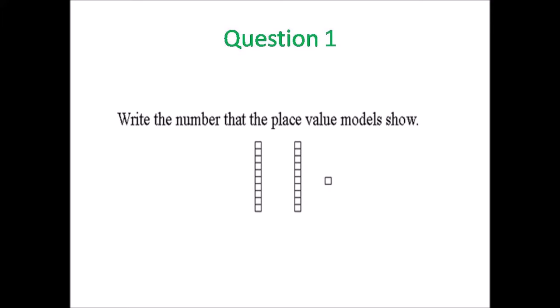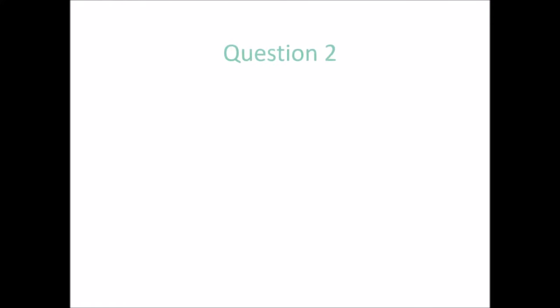Write the number that the place value models show. So these are place value models that we're looking at. What number do the place value models show? It's a number with 2 digits. Okay, write it. Let's see if you can get that done.